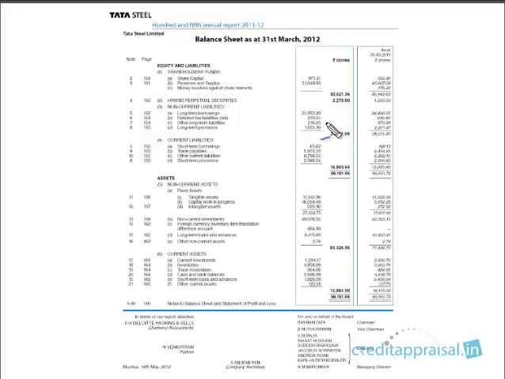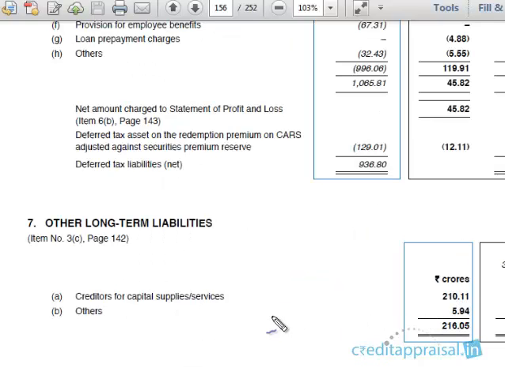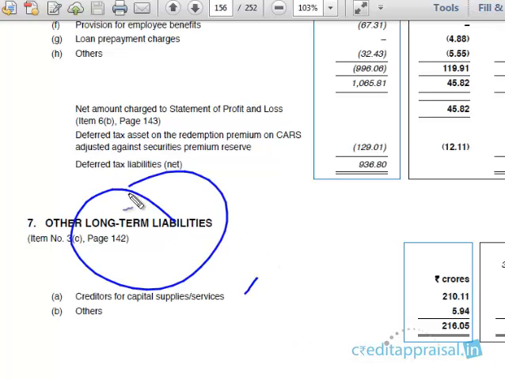Then the next item is 216.05 crores. That is other long-term liabilities. So what are these other long-term liabilities? We have to see the schedule. So let us go to the schedule and see what this 216 crores is. It is creditors for capital suppliers. This we discussed, and we're going to place it under term liabilities. Some banks treat it as a current liability, so you need to get clarification from your loan policy guideline. But here we are treating it as a term liability. Mostly it's the correct classification.